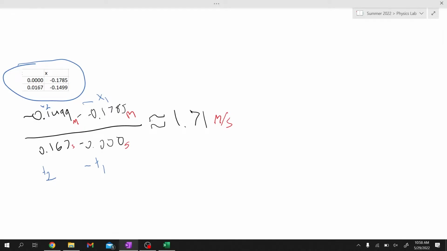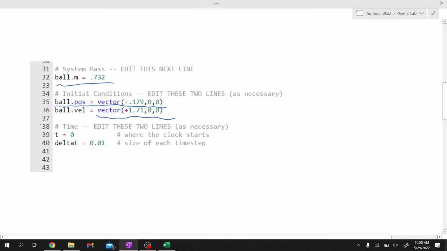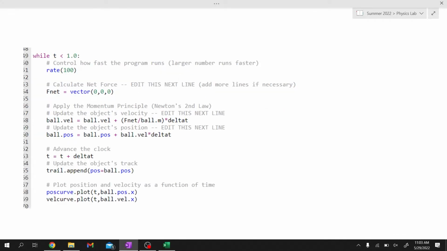We go back and plug that in for our initial x velocity in the positive direction. We also start at time equals 0, and we use a time step of 0.01 seconds. This is just for precision. The second section of code we want to look at is lines 49 through 70. These lines are a while loop that constantly updates the object's position and velocity until it hits a certain time that we designate. Here, we designated time is less than 1 second because that is when our tracker data ends.